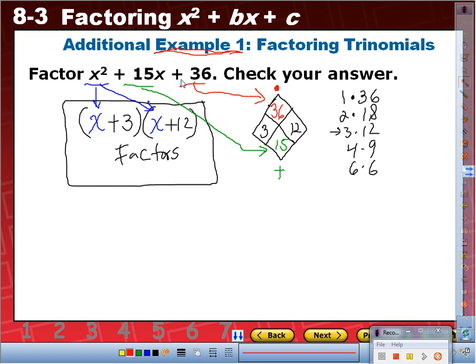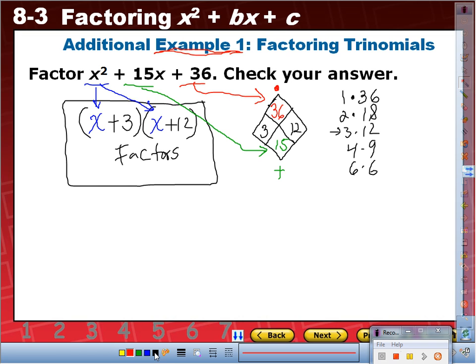All right, so step 1, let's see if we got the steps. GCF, there was none. Step 2, open two parentheses. Step 3, factor the first term. There it is. Step 4, draw a diamond, factor the last two terms. And how do we do that? By finding a pair of factors that would give us this number, and they add to this. And that's how we get our factors.